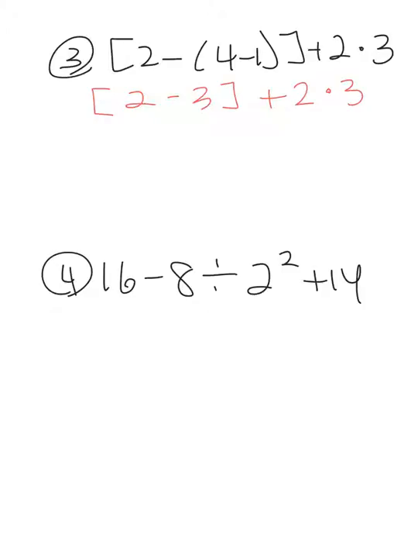Okay, so I still have to worry about my grouping symbol. So 2 minus 3 gives me negative 1. Plus, now I can move on to multiplication. 2 times 3 gives me 6. So my final value for that one is 5.